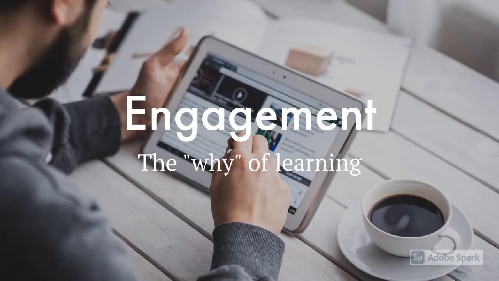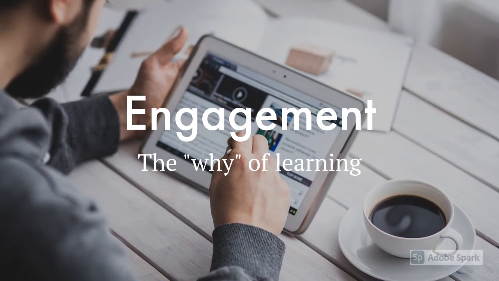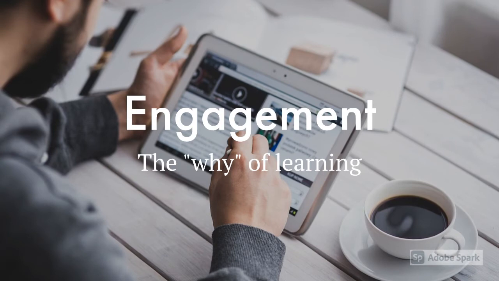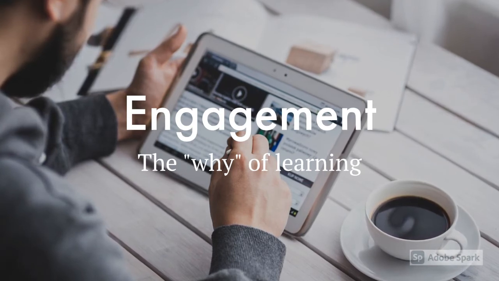Engagement is the why of learning. UDL encourages teachers to look for multiple ways to motivate students. Letting students make choices and giving them assignments that feel relevant to their lives are some examples of how teachers can sustain students' interest.